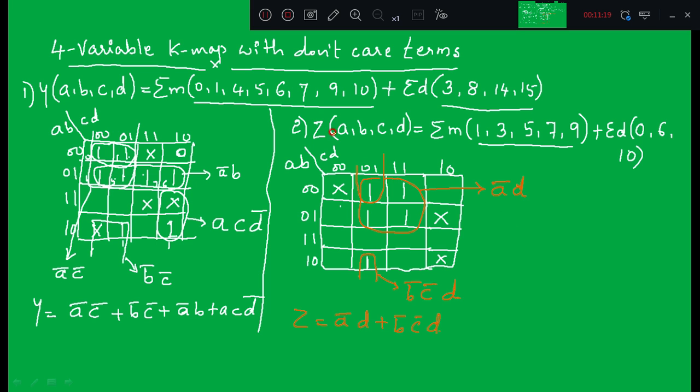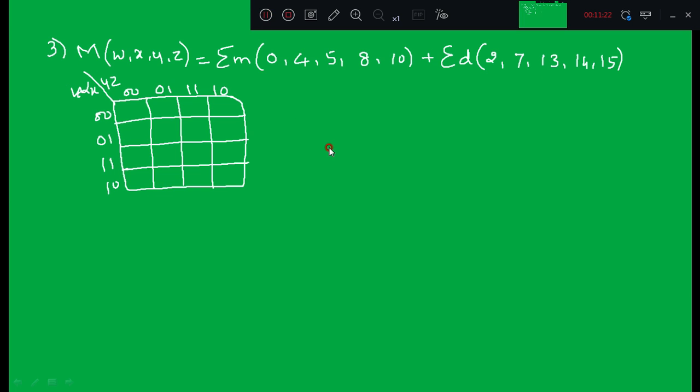Okay, let us see one more example. Let us take the next example as this one. M is the output, W, X, Y, Z are the inputs. There are 5 minterms and 5 don't care terms, right? First we'll fill the cells with minterms. 0, 1, 2, 3, not there. So 4, 5, then 8, 9, 10.